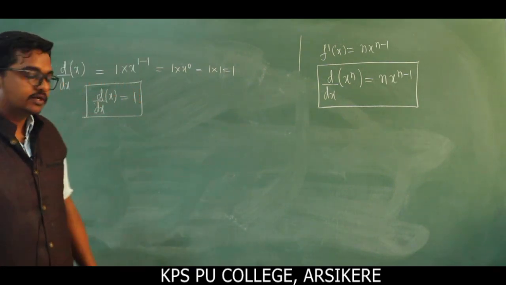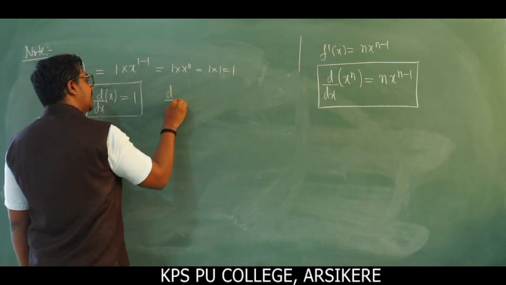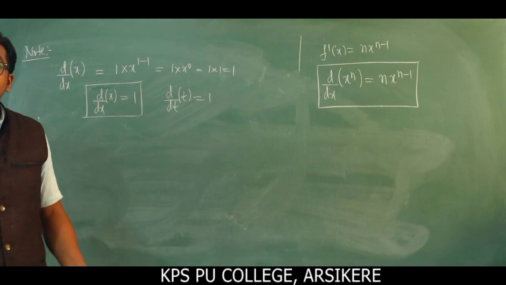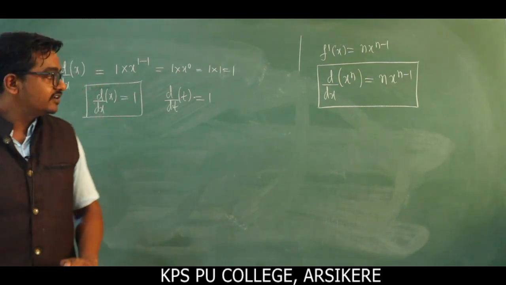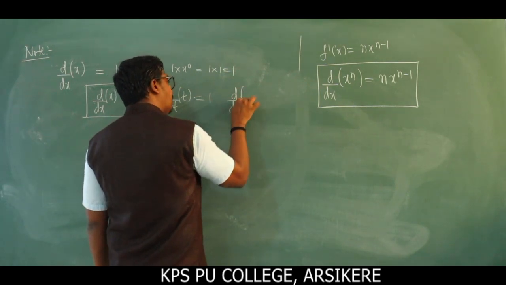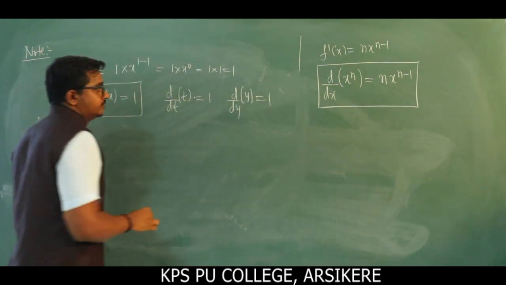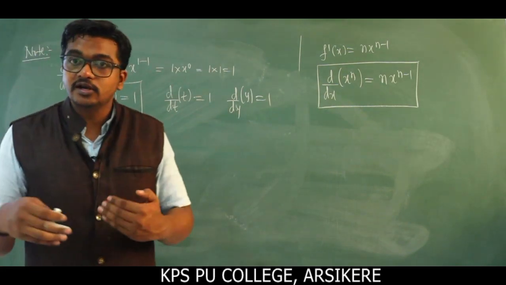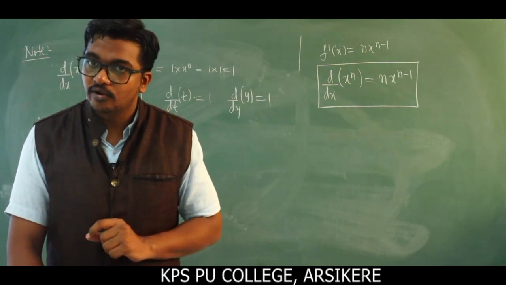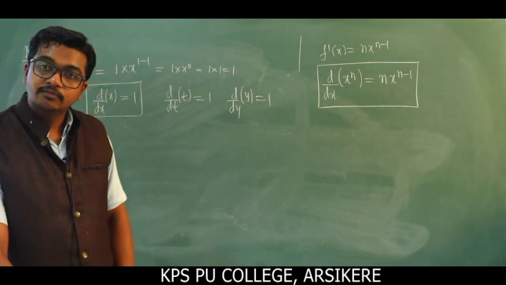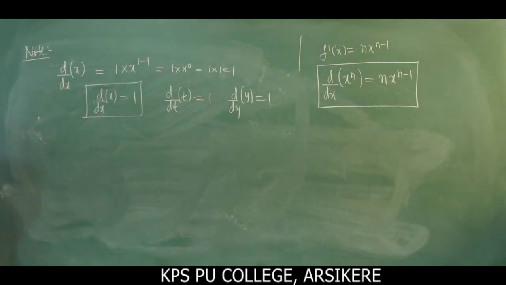Suppose the variable changes. Suppose we have d by dt of t is equal to 1. Differentiation of t with respect to t is 1. Differentiation of y with respect to y is 1. d by dy of y is also 1. These are different forms. Remember, differentiation of x with respect to x is always 1. This is a very important one. Differentiation of x power n is equal to n into x power n minus 1. d by dx of x is equal to 1. This is the first thing.